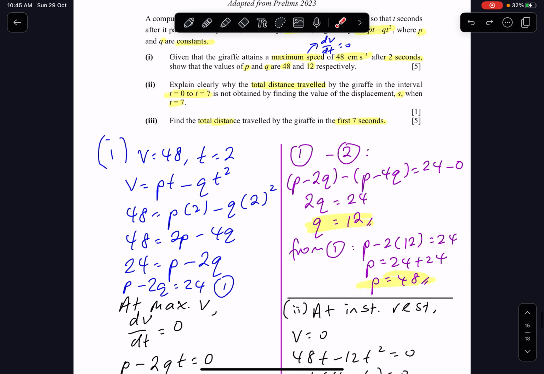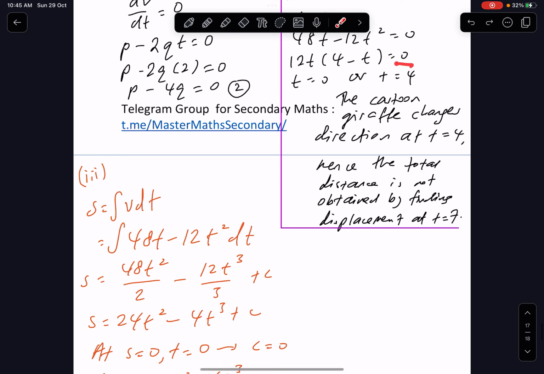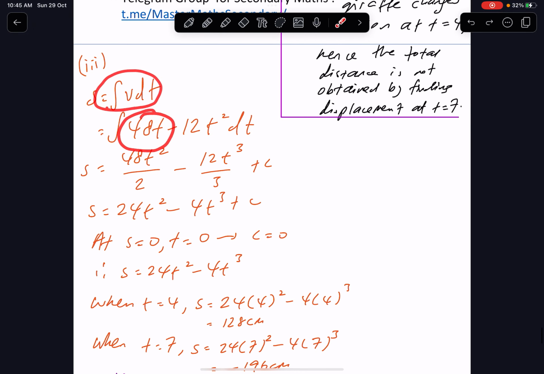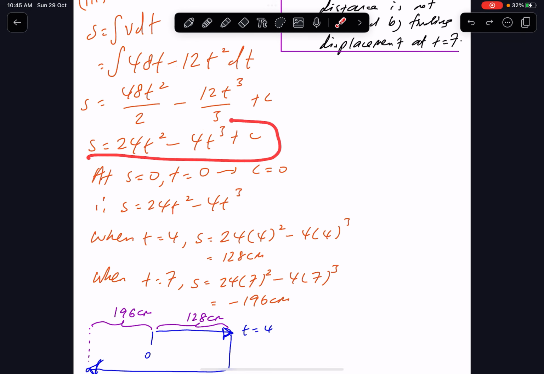Alright, and the last part, they have asked you to find total distance. To do this well, we need to take note of instantaneous rest positions and also your displacement equation. So how do I find displacement? It's just the integral of v dt. Integrate: 48t squared over 2 minus 12t cubed over 3 plus c. So s is equal to this entire function, and we need to find c: at displacement 0, time 0, which means c is 0. So this is your exact displacement equation.